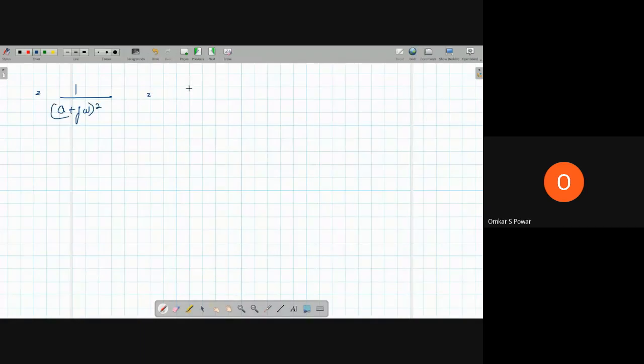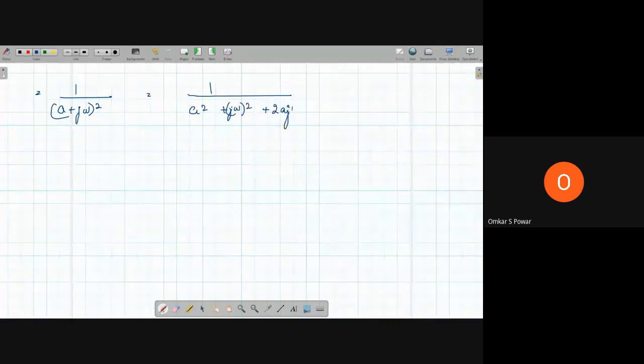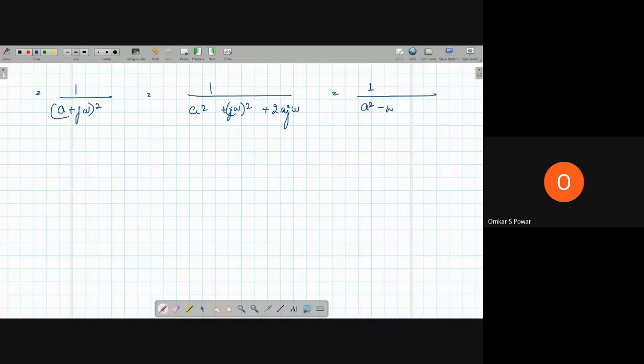So let us expand the terms of (a + jω) the whole square, which is a² + (jω)², then plus 2a·jω. So this turns out to be 1 by (a², j² is minus 1, so it will be minus ω²) plus 2ajω.